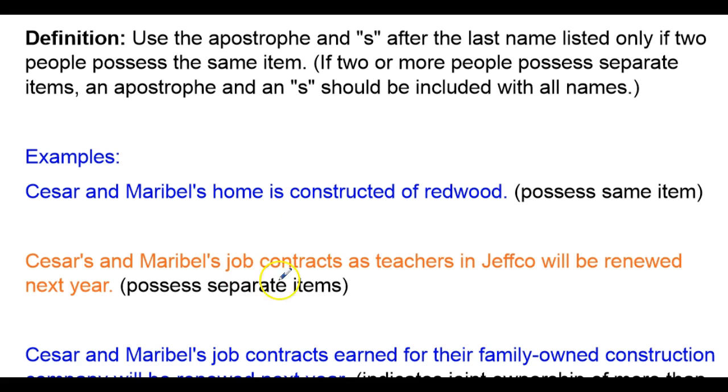Here, they own two completely different job contracts. They're both teacher contracts, but they're different contracts, okay? There's an S with both names. So both S's have to have an apostrophe in front of them, okay?